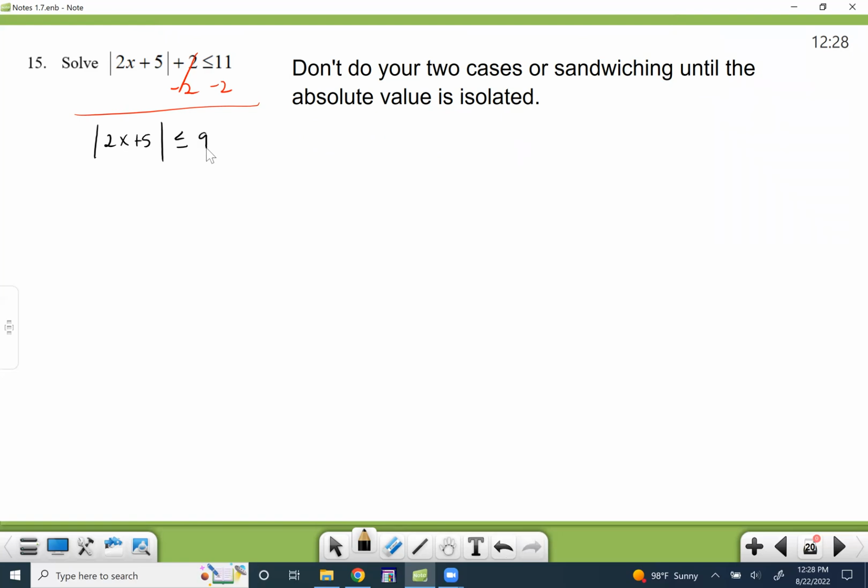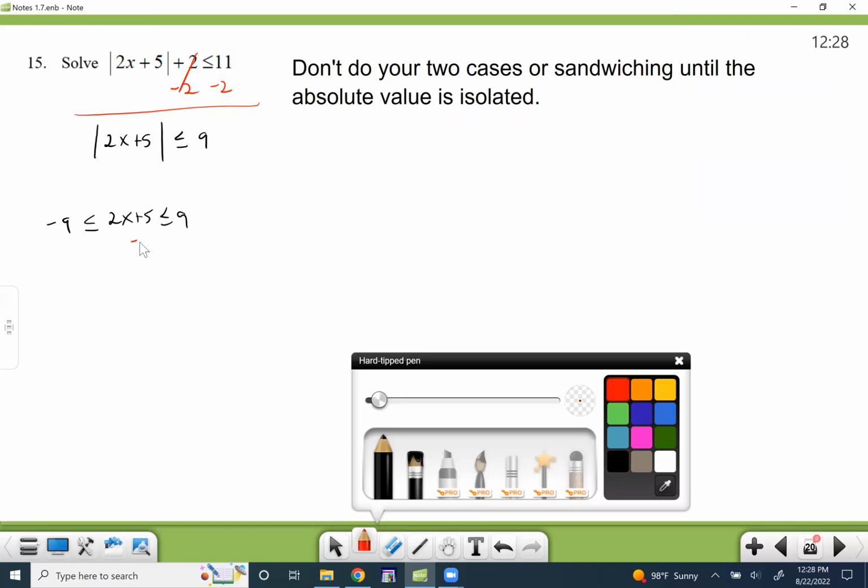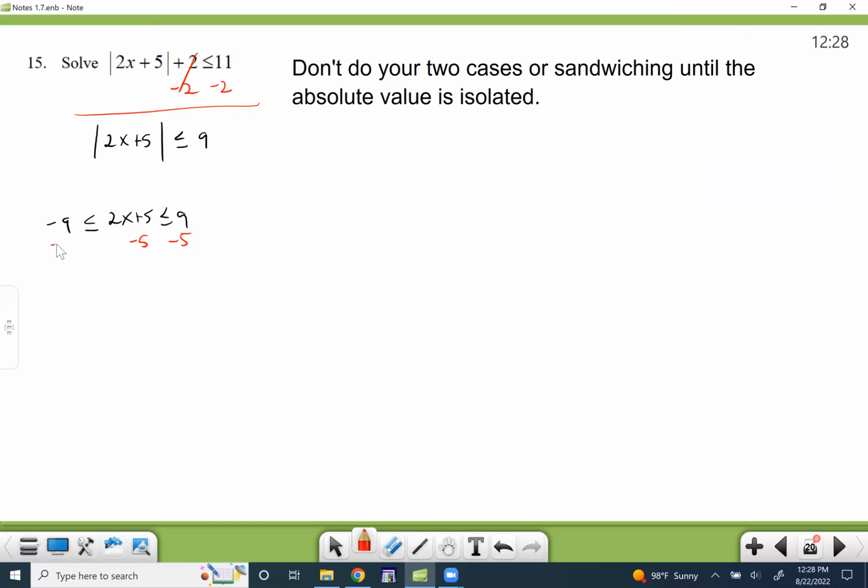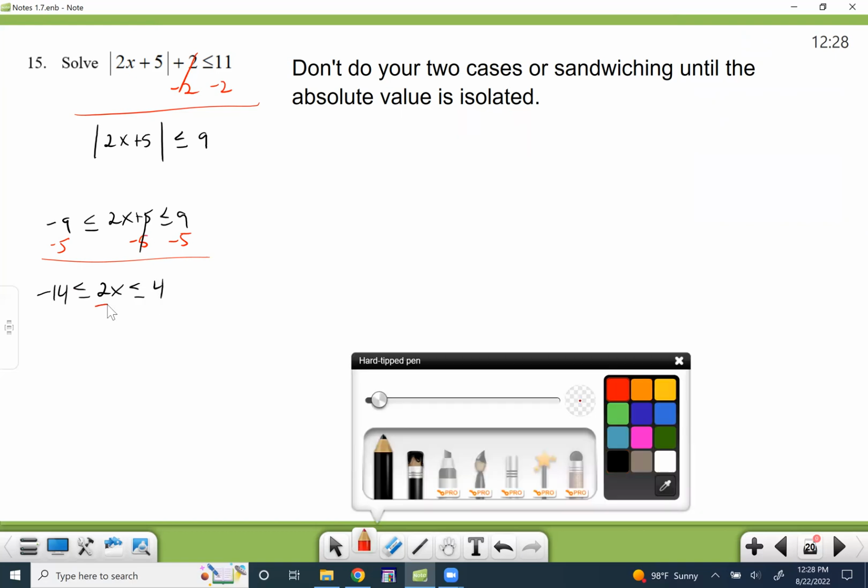Okay. It's a less than, so we're going to sandwich it again, right? So 2x plus 5 is less than or equal to 9. That matches. And then we'll just add this greater than or equal to -9. And we'll solve. So we're going to subtract 5 from all sides. And we'll divide by 2 to all sides.